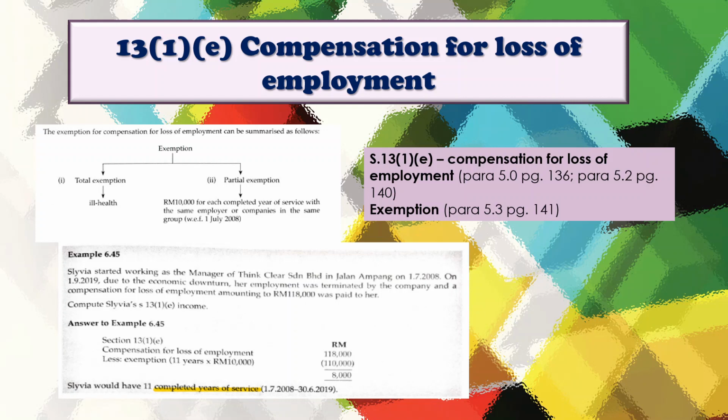Compensation for the loss of employment that you receive is 118,000, minus exemption of 10,000 per completed year. So how do you compute completed years? The one that I highlighted at the bottom: it starts from 1st July until 30th June next year. So every year you count. What is the total number of completed years that you have? Multiplied by 10,000 per annum. That is how we treat compensation for the loss of employment under 13(1)(e).